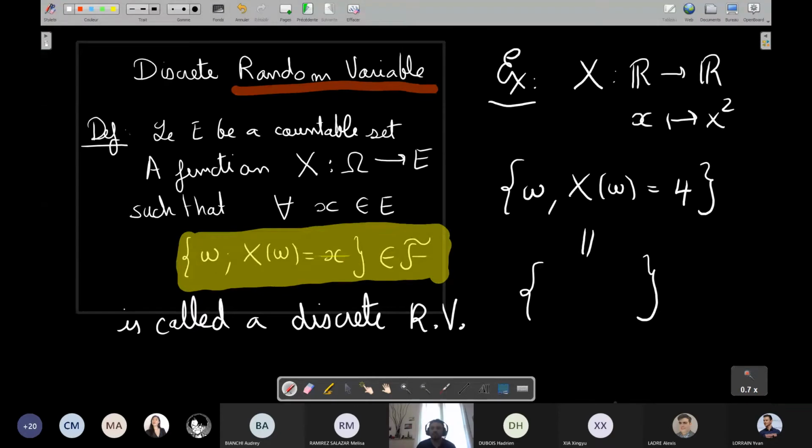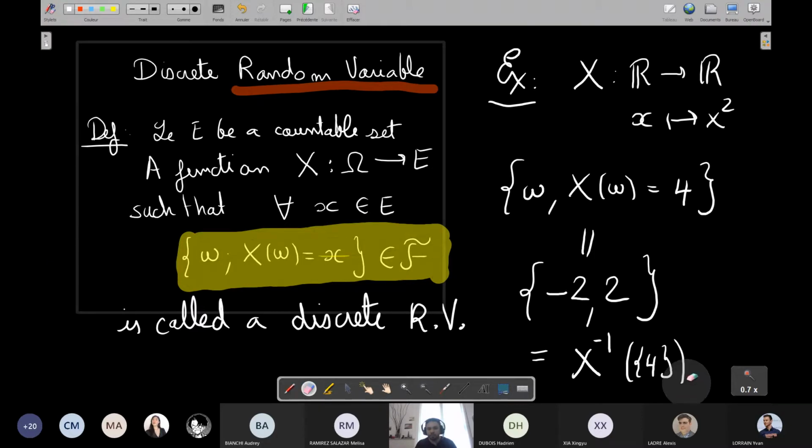Yes, as Alban said, it is the set {-2, 2}. Is it clear for everyone? Does someone have a question? This set is called the inverse image of a particular value. We can use another notation for the same thing: X^{-1} of 4, of the value 4.